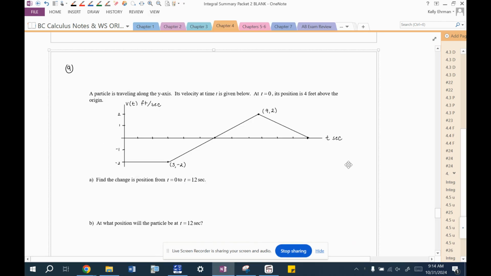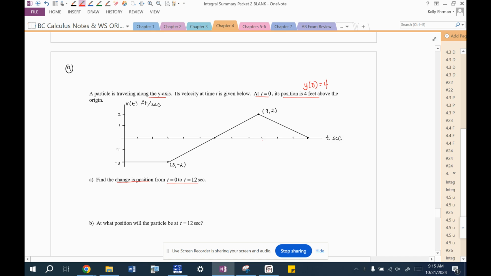All right, page 9. A particle is traveling along the y-axis. Its velocity is shown below in the graph. At time 0, the position is 4 feet above the origin. So y of 0 is equal to positive 4. Find the change in position from 0 to 12.